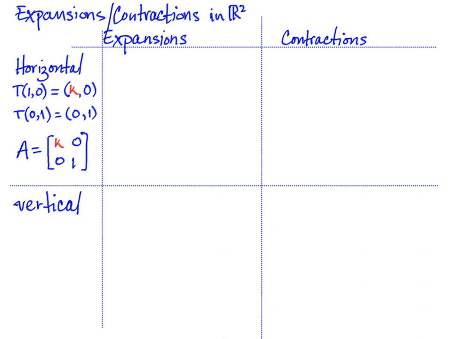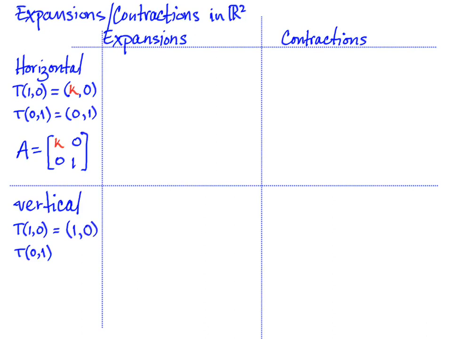And then for a vertical expansion or contraction, we're going to do the same thing, but just to the vertical component. So in other words, let's look at the first standard basis vector. It's 1, 0. So the first component remains the same. So the first component stays 1, but the second component gets multiplied by the scalar k. Well, the second component is just 0. So k times 0 is 0.